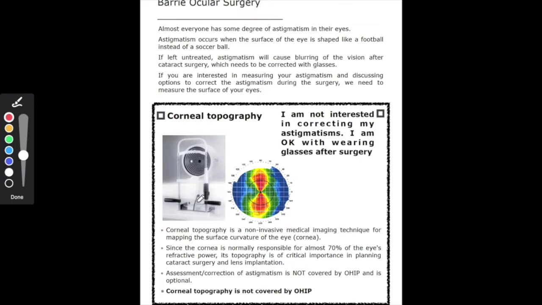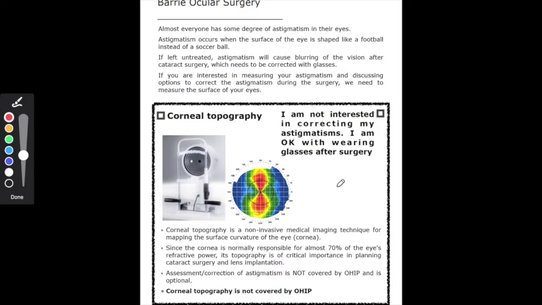So this is basically a picture of the device that measures your corneal surface, and this is a kind of map that I will look at when we see you in the office to determine how much and whether you have astigmatism or not. Now, corneal topography is a non-invasive medical imaging technique for mapping the surface curvature of your eye, which is named the cornea. Since the cornea is normally responsible for almost 70% of the eye's refractive power, its topography is of critical importance in planning cataract surgery and lens implantation.